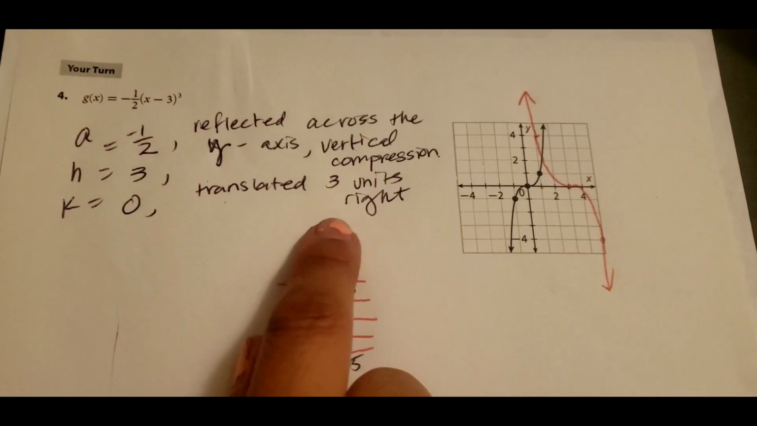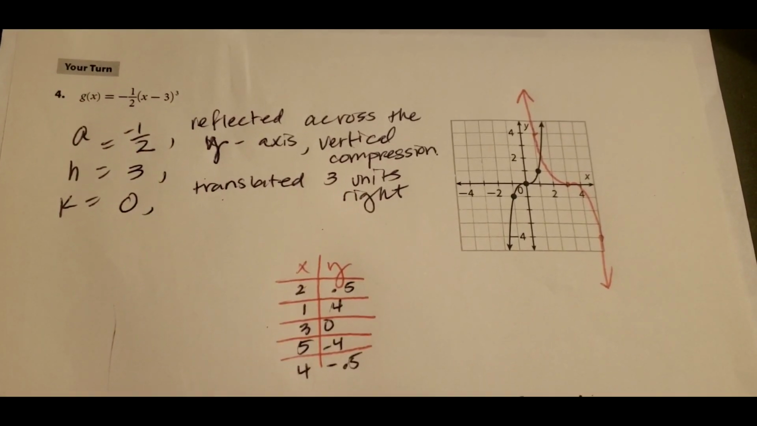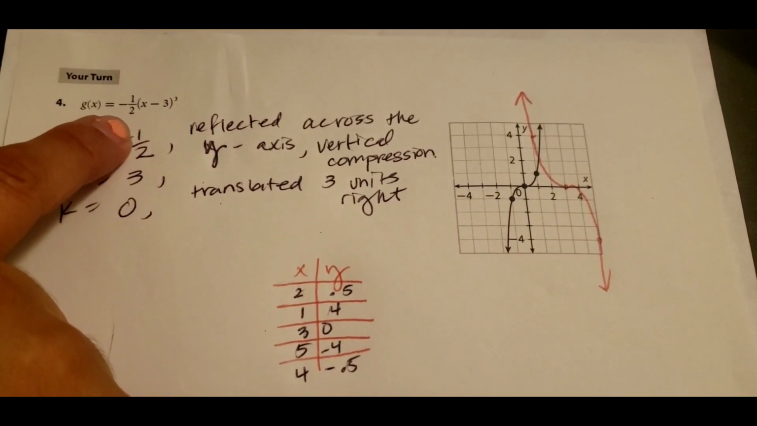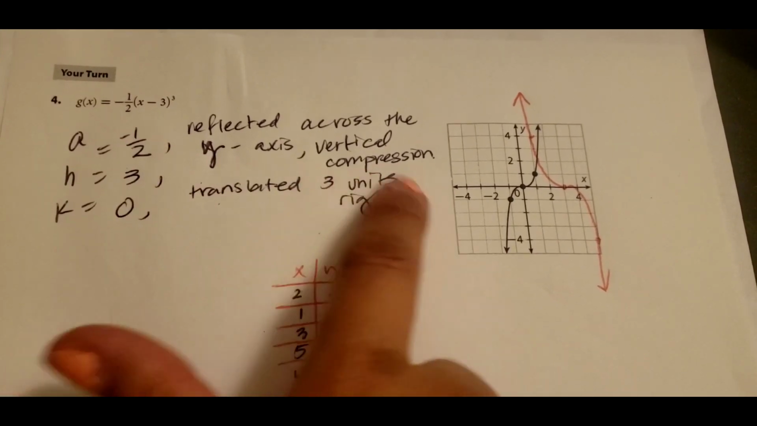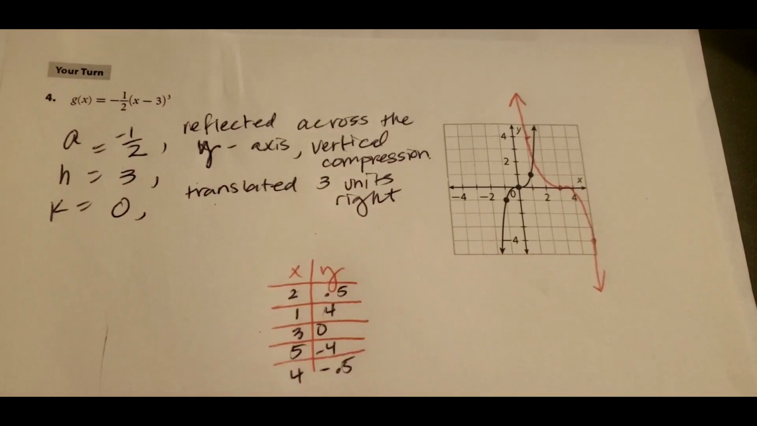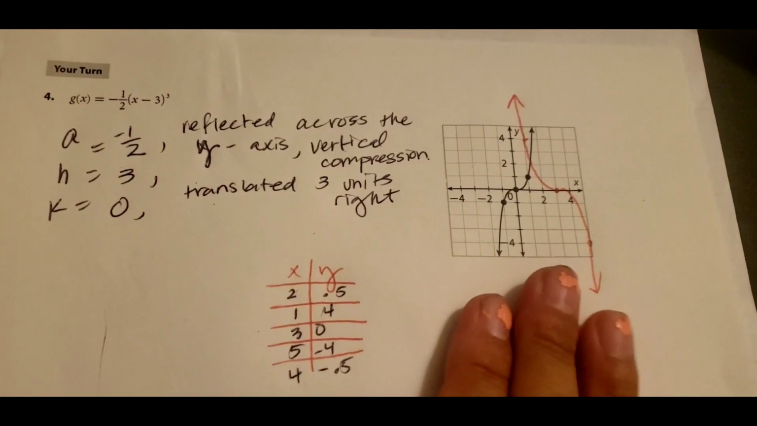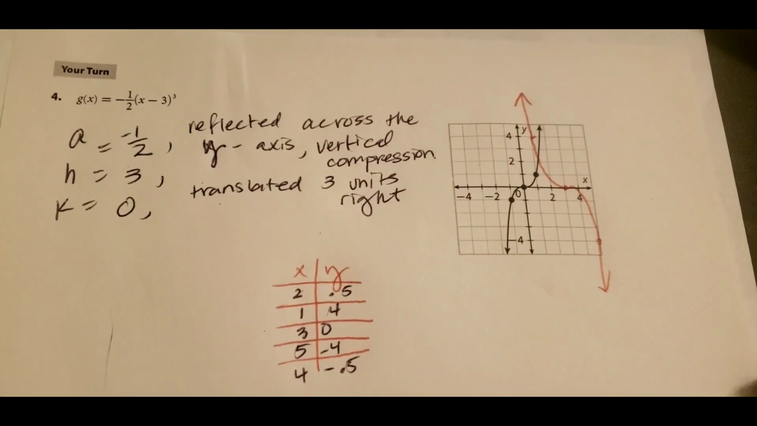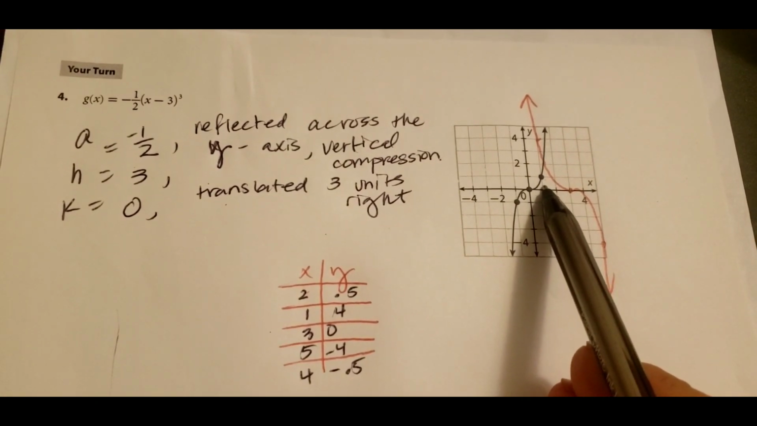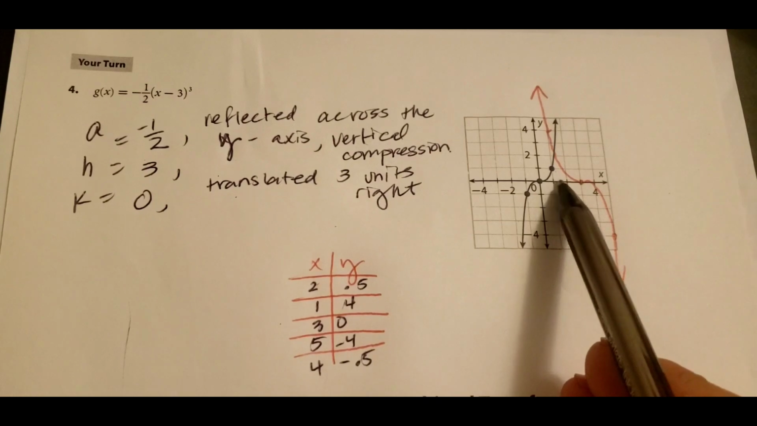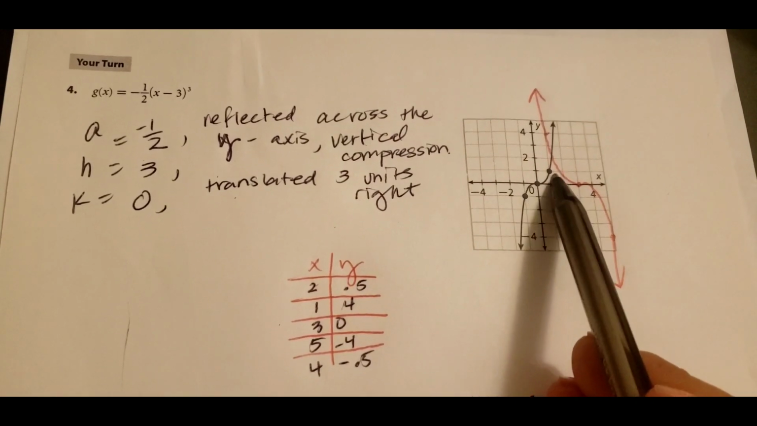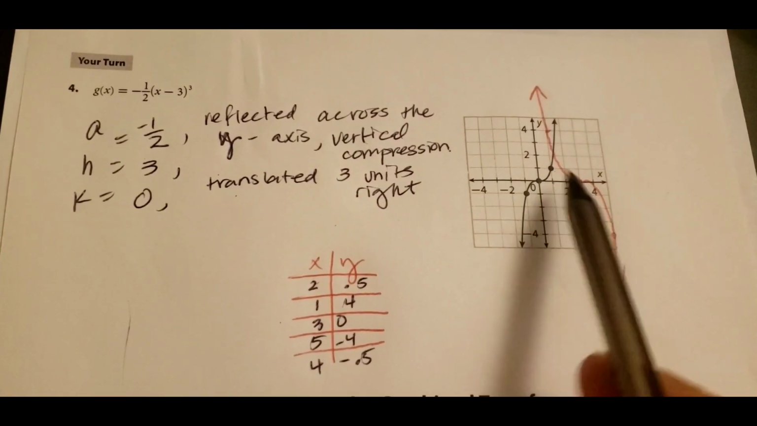So negative, okay? Then this time it's a vertical compression because A is smaller than 1. So it's 1/2, ignoring the negative. Remember, we want the absolute value. So vertical compression. And then H is 3, so it gets translated 3 units to the right, okay? Since K is 0, that means it didn't move up or down, okay? And again, you can check. This is the parent vertex. So it basically got moved 3 units to the right. So, oops, sorry, this one. 1, 2, 3. Sorry, I was pointing at the wrong one. This one, just move 3 units to the right, okay?